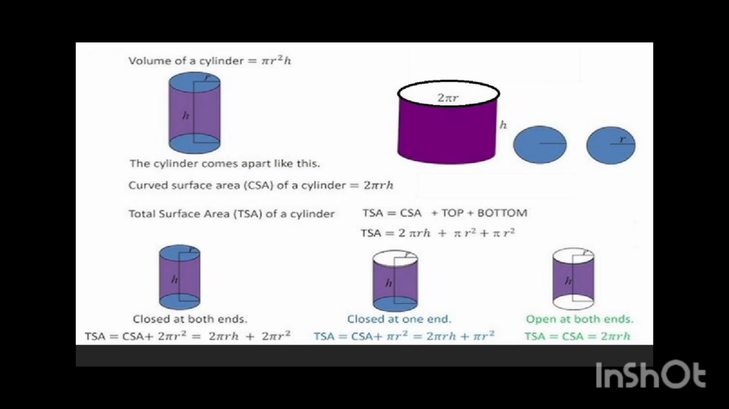Curved surface area CSA of a cylinder is equal to 2 pi r h. Now total surface area TSA of a cylinder is equal to CSA plus top plus bottom. So that means 2 pi r h plus pi r square plus pi r square. Closed at both ends, that is going to be 2 pi r h plus 2 pi r square. Closed at one end, that is going to be 2 pi r h plus pi r square, because it's open at one end. And open at both ends is going to be 2 pi r h.